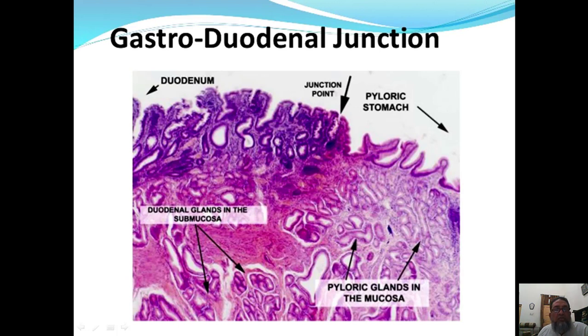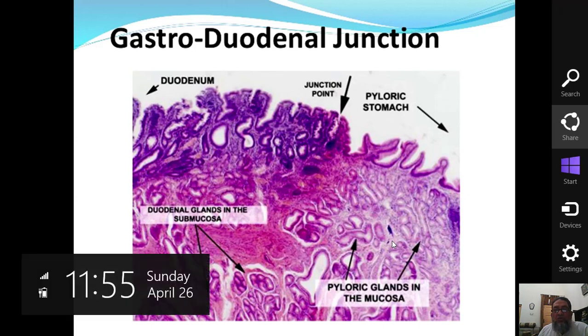Now this slide is the actual stain of the gastroduodenal junction, where the pyloric end and the duodenum meet. This is the area where there is a transition of the epithelium and changes in the histological aspects. Look at the picture. This is the pyloric area. These are the pyloric glands in the lamina propria. The epithelium is simple glandular epithelium. These glands are mostly mucosal glands, with no submucosal glands in this area. Now look at the picture on this.